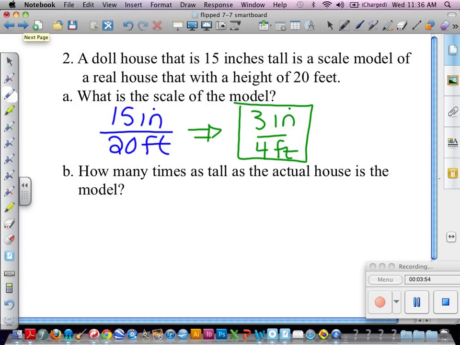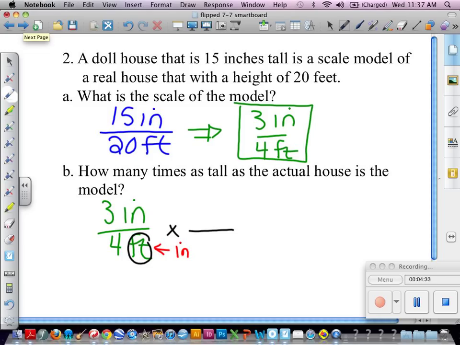In letter B, we want to know how many times as tall as the model the actual house is. So I'm looking for how many times bigger the actual house is in comparison to the model. So I'm looking at 3 inches over 4 feet. Well, you can't compare if you don't have the same label. So they need to have the same label here. I need these feet to be inches. So I need to multiply by a conversion.